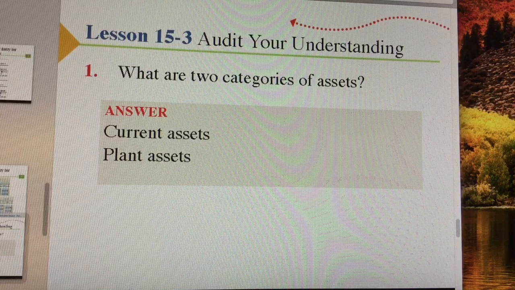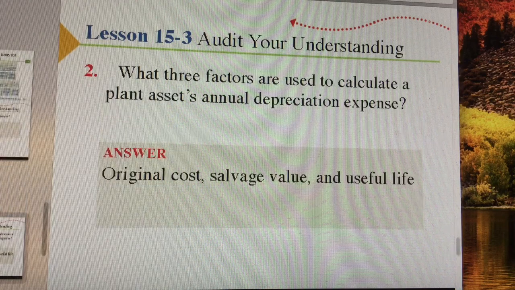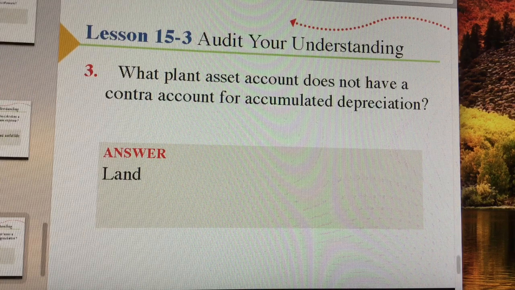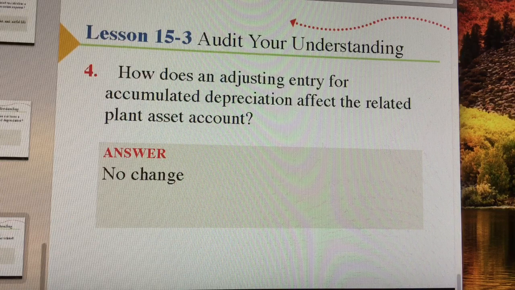So what are the two categories of assets? They're either current, less than a year, or plant, more than a year. What 3 factors are used to calculate a plant asset? We use the original cost, the salvage value, and the useful life. What plant asset account does not have a contra account? Land. Land does not technically depreciate. Traditionally, land will appreciate, but that's a whole other lesson. Does an adjusting entry for accumulated depreciation affect the plant asset account? No, there is no change.